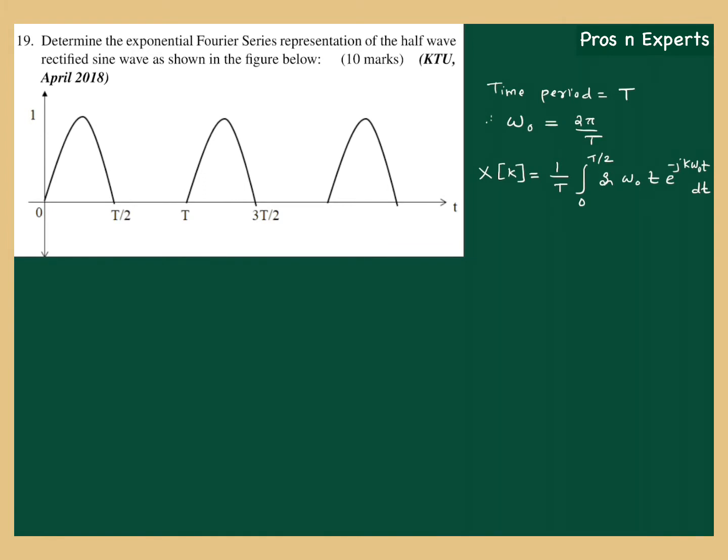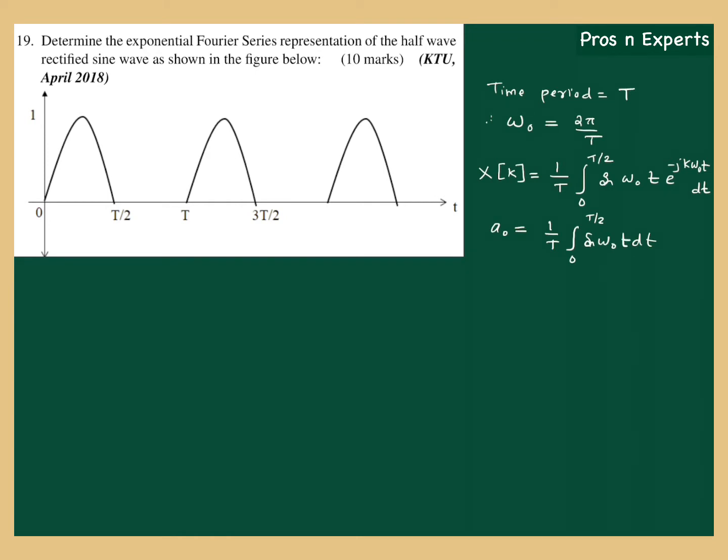We can also always find a0, which is the DC component, as 1 by time period, integral over 1 time period, but here it is only from 0 to T by 2, x of t dt. But instead of x of t, I'm writing it as sine omega 0 t dt.